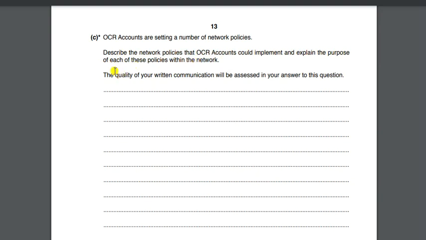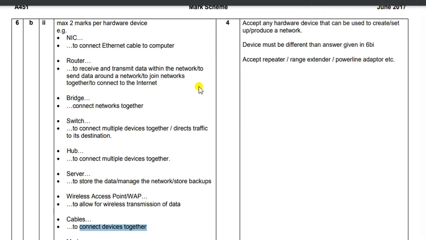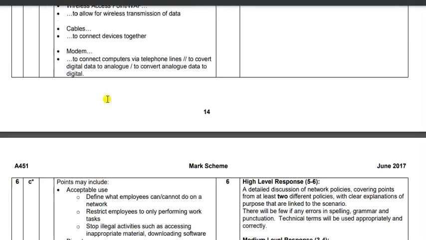Now, since a star is placed along with the question number, that means this question will be evaluated for the quality of your written communication, and therefore you will be evaluated on the basis of the quality of English that you are going to write. So let us look at the possible answers.